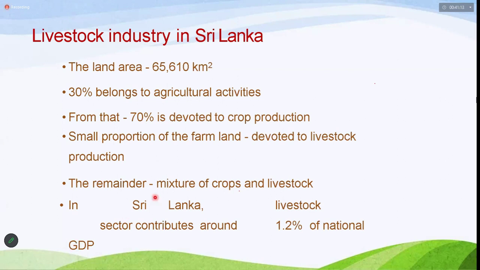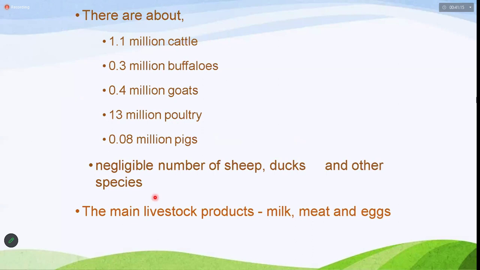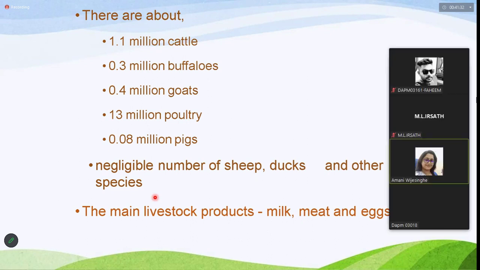There are about 1.1 million cattle, 0.3 million buffaloes, 0.4 million goats, 13 million poultry, and 0.8 million pigs, as examples. There is a negligible number of sheep and ducks in Sri Lanka.